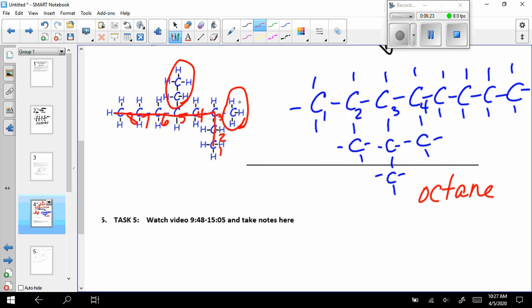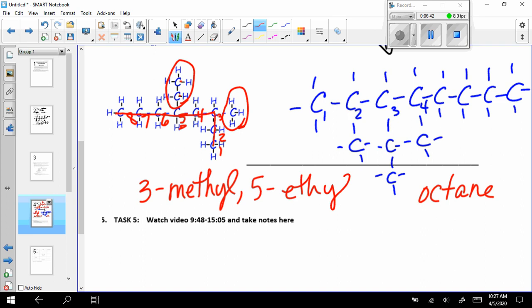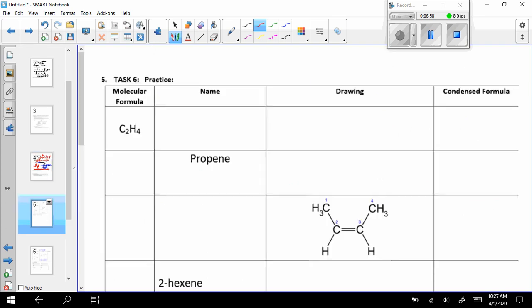My first branch is over here. So my first branch comes off of the third carbon. It's only a 1 carbon branch, so that means it's a methyl. My next branch comes off of number 5. It has 2 carbons in the branch, so that means it's an ethyl. So the name is 3-methyl-5-ethyl octane. All right, let's move on to the next section.